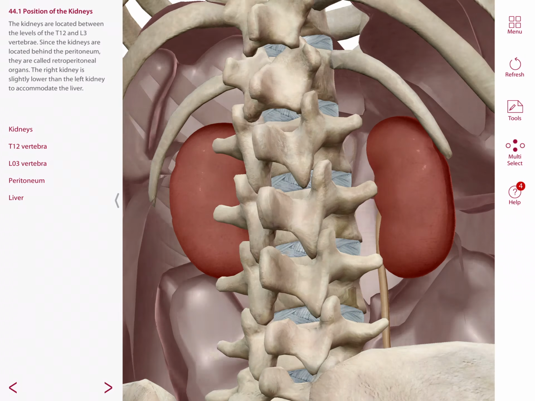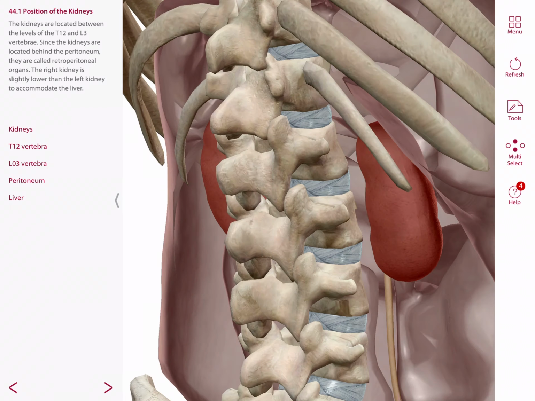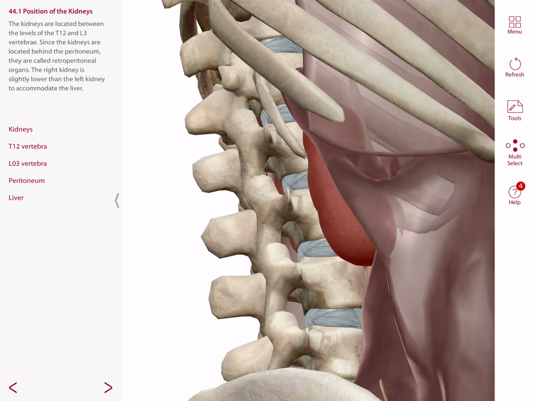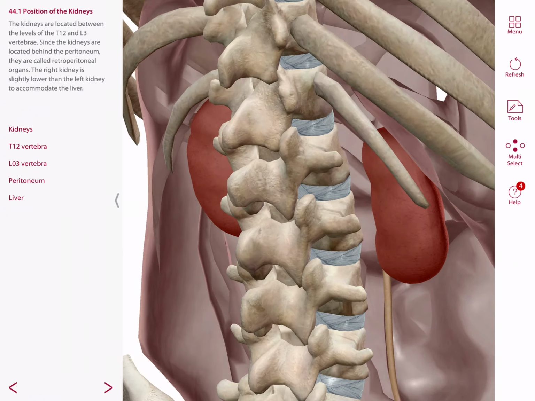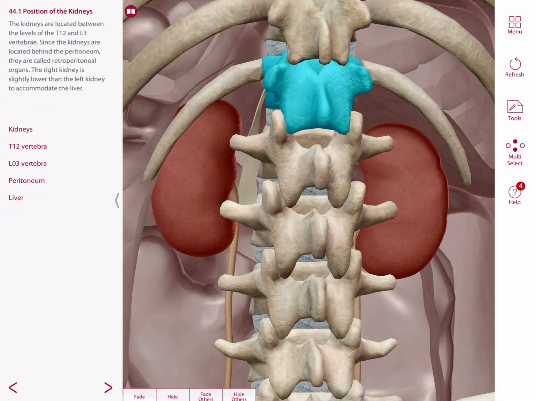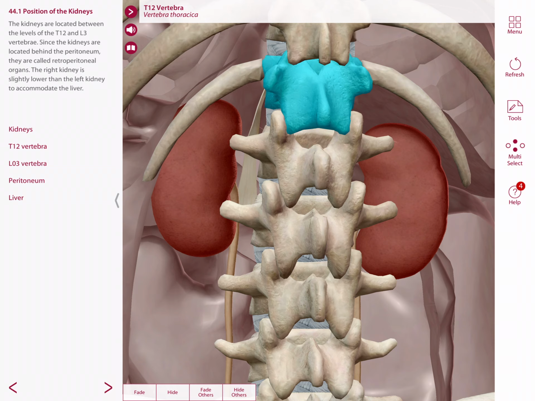All right, so we talked a little bit about this. The posterior abdominal wall is where these kidneys are going to hang out. They lie down here between T12 and L3. So here's T12 right there. And then if we turn this, that's T1, 2, and 3. So we're going to be between these two structures, T12 and L3.